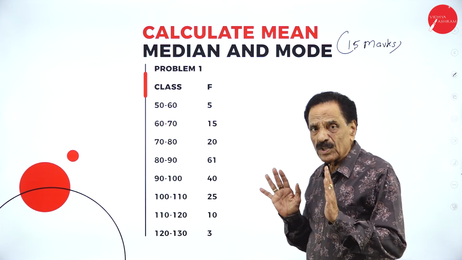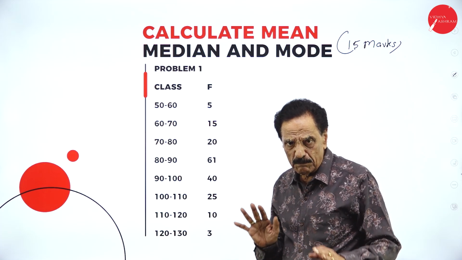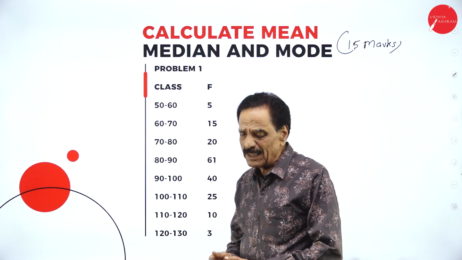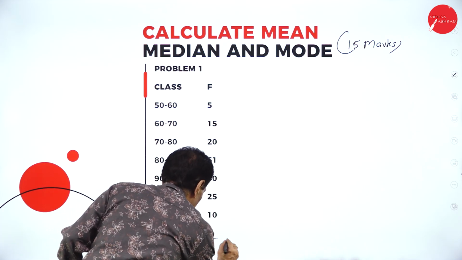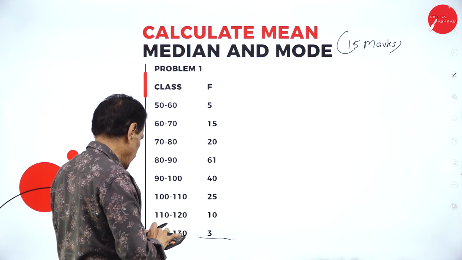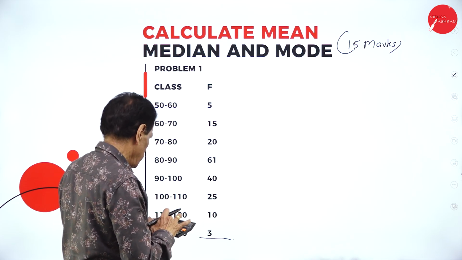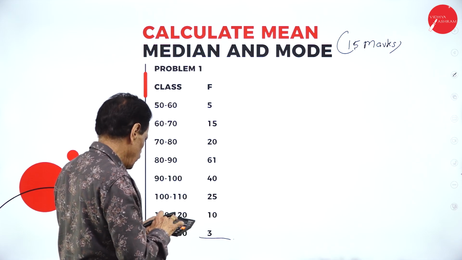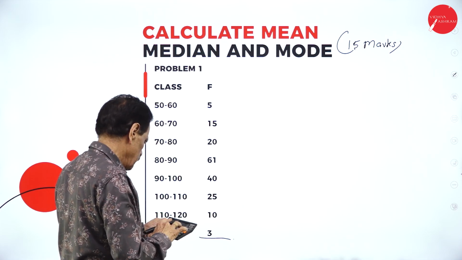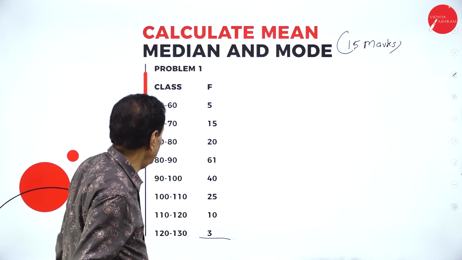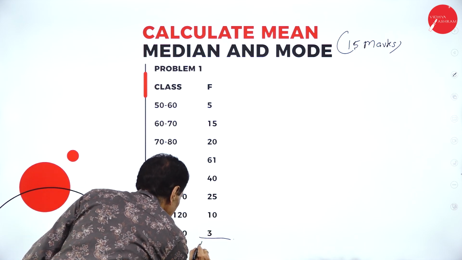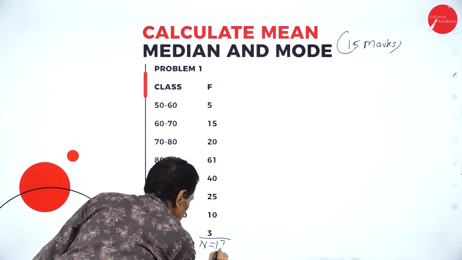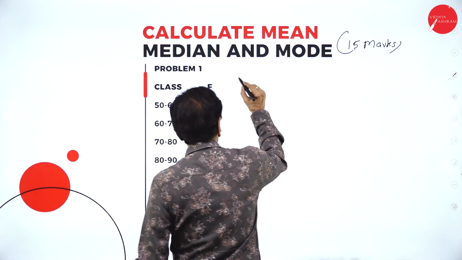So now we are going to calculate mean, median, and mode. What is the first step? Add the frequency. First one is 5 plus 15 plus 20 plus 61 plus 40 plus 25 plus 10 plus 3. It is 179. You call this N as 179. Then find out the mid value.